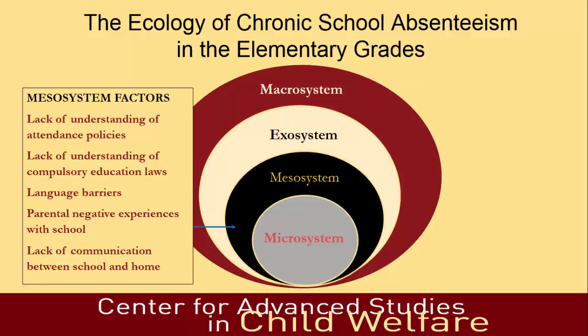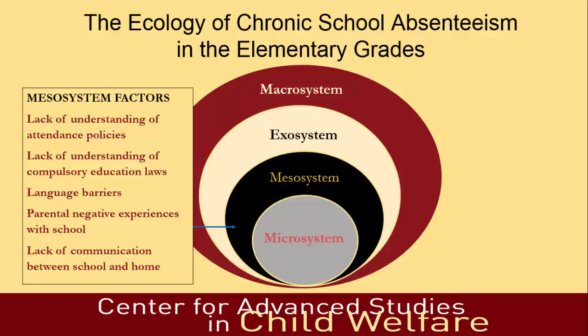The mesosystem refers to relationships among different microsystems in which the child participates. When discussing school absenteeism for young children, the significant mesosystem is that which exists between home and school. Research has found that a breakdown in communication and trust between families and school staff can create significant barriers to maintaining school attendance and solving absenteeism problems when they occur.